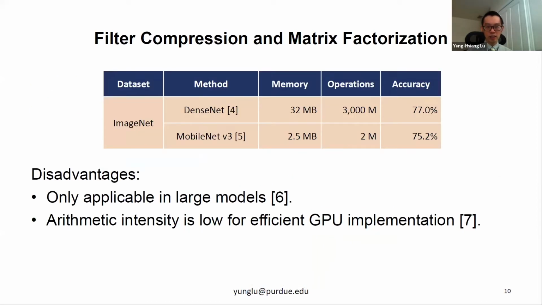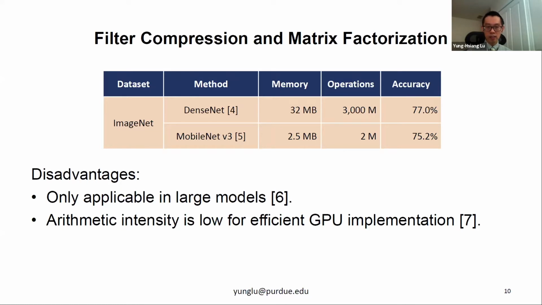This slide shows an example using the ImageNet dataset. DenseNet uses 32 megabytes of memory and has more than 3 billion operations per image. MobileNet compresses the filter and factorizes matrices, needs only 2.5 megabytes of memory and has only 2 million operations. However, MobileNet sees drops in accuracy.